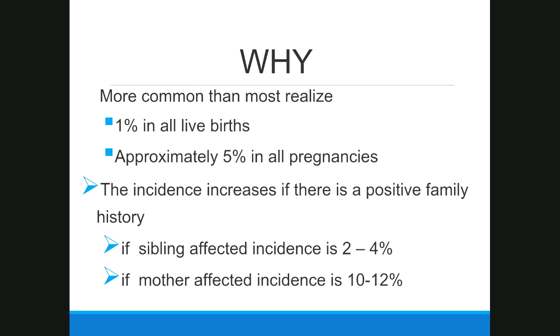And congenital heart defects occur in roughly 5% of all pregnancies. And if there's a positive family history of a congenital heart defect, then the incidence for a sibling to be affected is 2 to 4%. So there's an increased risk there. If mom has a congenital heart defect, then the developing fetus has a 10 to 12% increased risk of also having a congenital heart defect. So they're actually a lot more common than people realize.